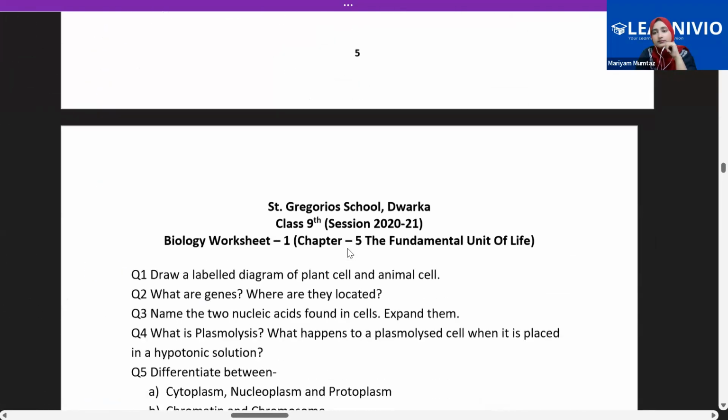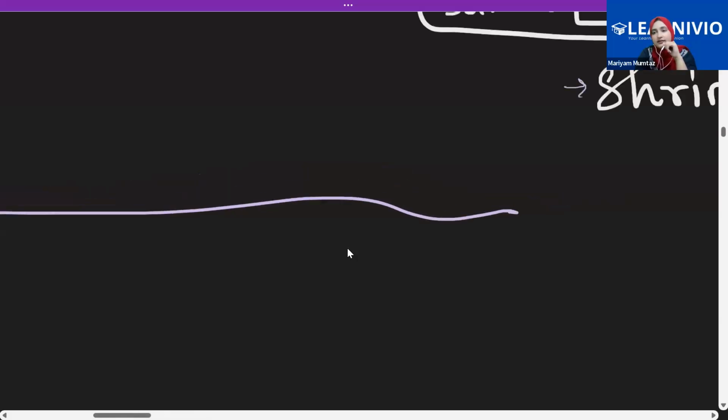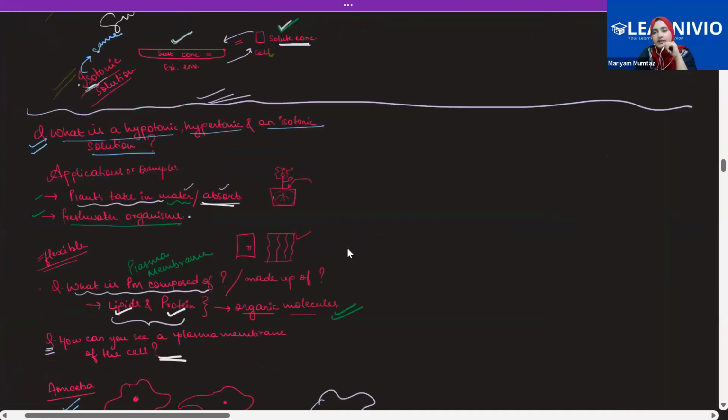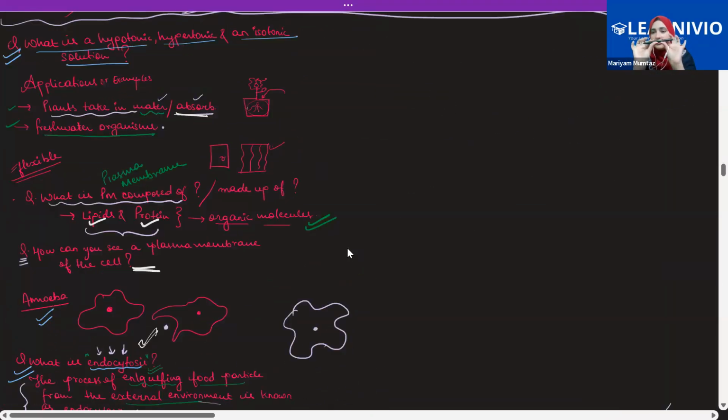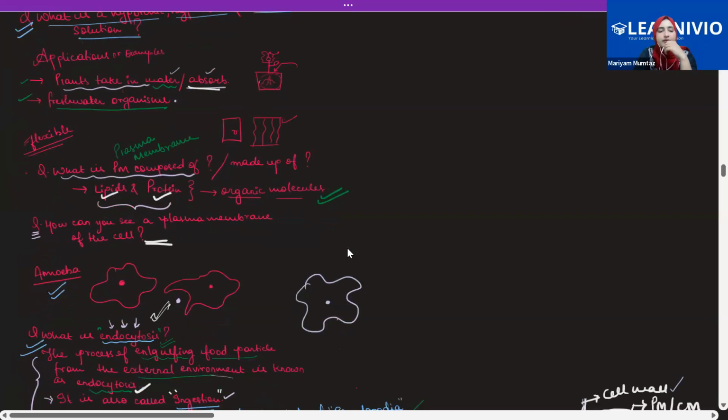Ma'am, what is the meaning of rigid? Rigid means something that doesn't bend so easily. Rigid means stiff. Like if you try to bend a pen, it won't. So it's rigid. But if you try to bend paper, it will. So that's flexible. Got it? Yes, ma'am.